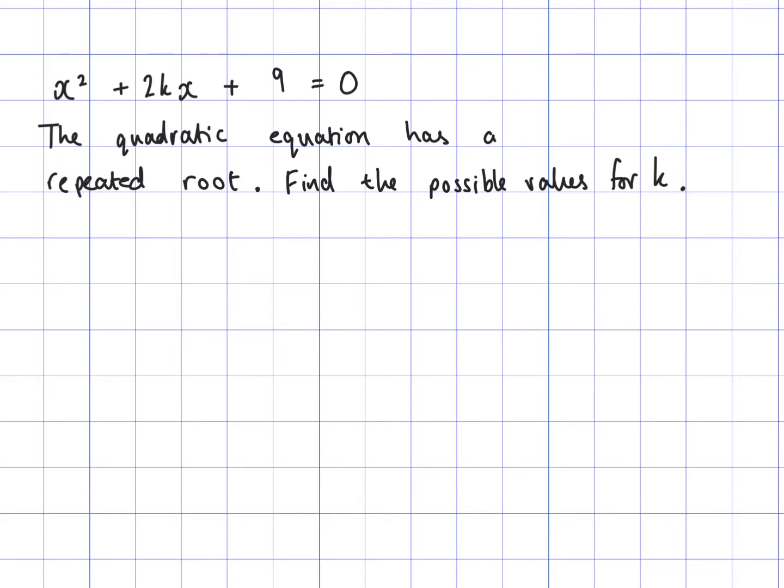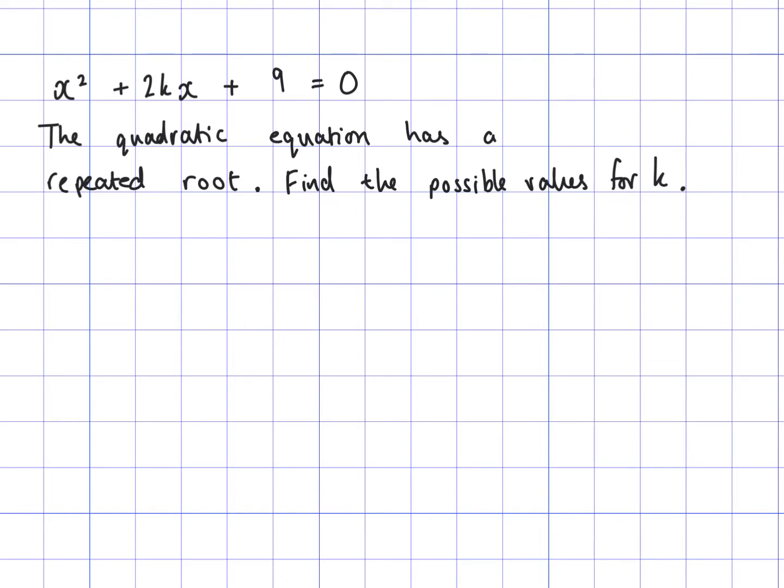Now when I read that, I think about the discriminant. So I know that b squared minus 4ac must equal 0 for repeated roots. For two real roots, it's going to be more than 0. If it's no real roots, then it'll be less than 0 or negative. Find the possible values of k.